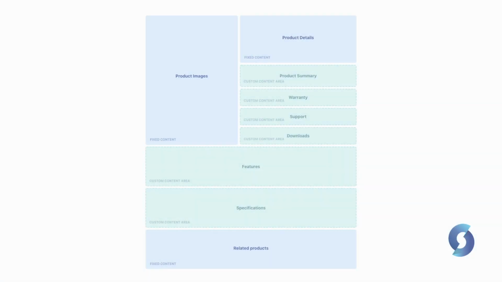Having a look at this image here, you can see the layout which StoreConnect creates standardly for product pages. The sections in blue are fixed content, which is part of the product record itself. However, all the blocks which are green are custom content areas, which means you can basically assign content blocks to these areas. And these can be created any way you want. So let's now go over how to do this.